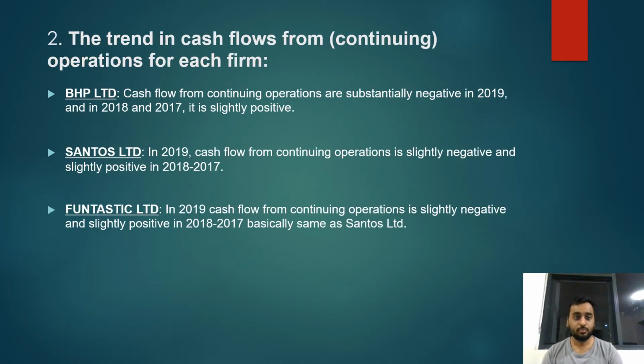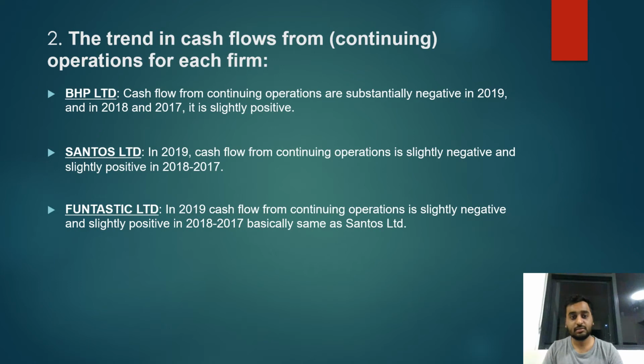As we go, the second point is the trend in cash flow from continuing operations for each firm. As you can see here, in BHP Limited, Santos Limited, and Fantastic Limited, there are differences. In BHP Limited, cash flow from continuing operations is substantially negative in 2019, and in 2018 and 17 it's slightly positive, meaning it's going up, not down.